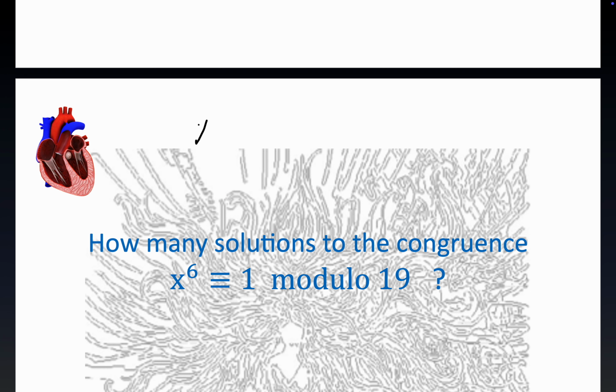Count the number of solutions to this modular arithmetic equation. This one right here, x to the 6 is congruent to 1 modulo 19. And I'm going to start by comparing it to something that we can do fairly quickly. Let's consider x to the 6 is congruent to 1 mod 8.